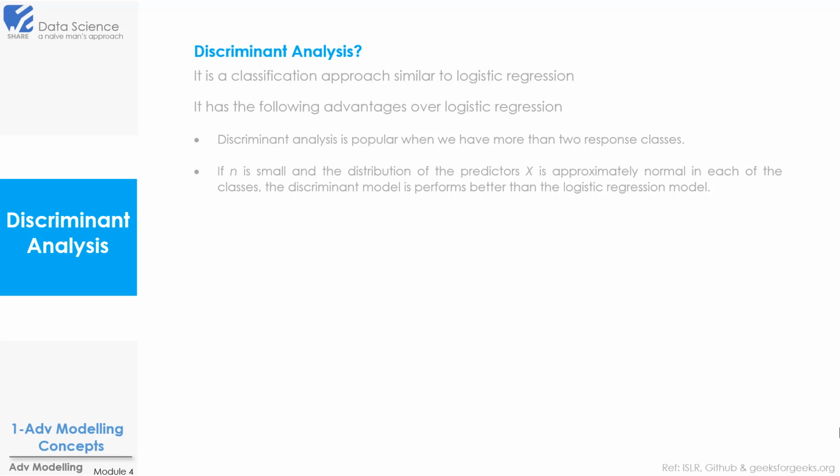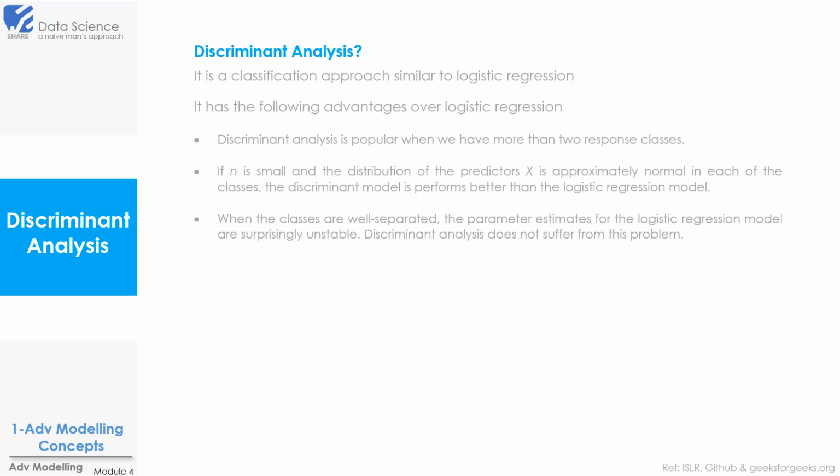Now if n is small and the distribution of the predictor x is approximately normal in each of the classes, then the discriminant model performs better than the logistic regression model. Also, when the classes are well separated, the parameter estimates for the logistic regression model are surprisingly unstable. Discriminant analysis does not suffer from this problem.